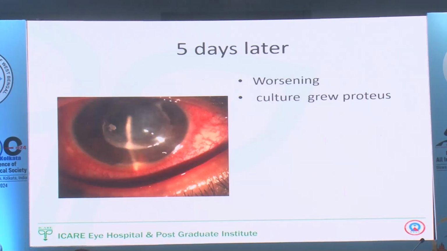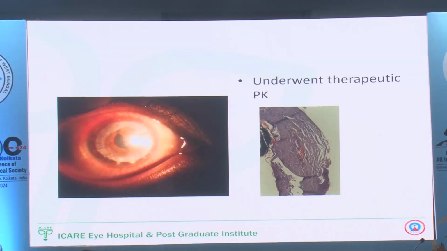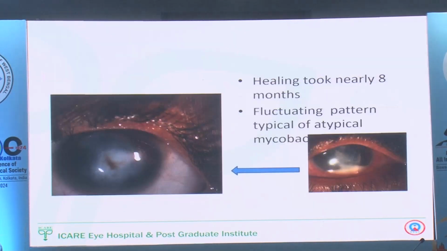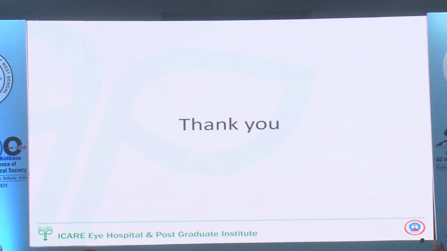Another case where there was fungal keratitis, also there was Proteus, and he needed therapeutic keratoplasty. Another patient where there was atypical mycobacteria with coagulase negative staphylococcus, and it took at least 8 months to heal.